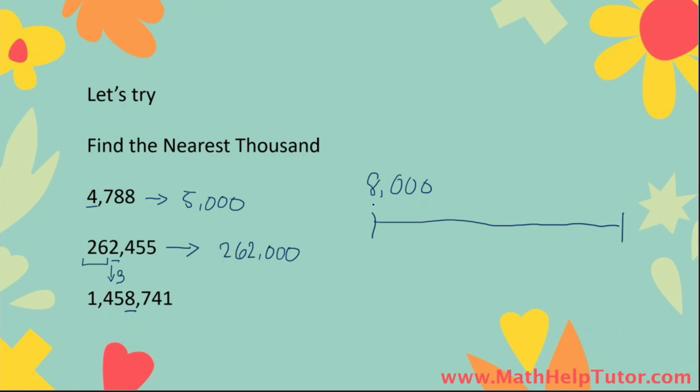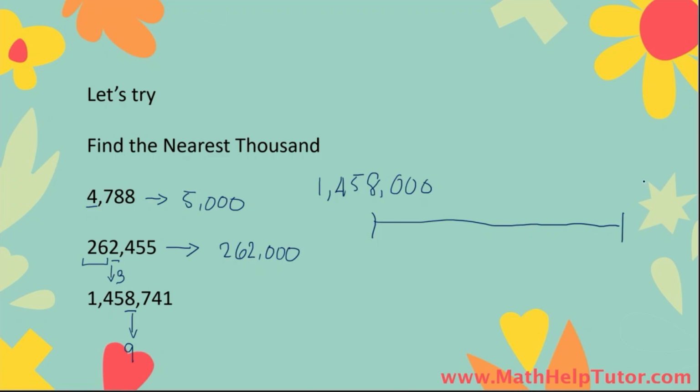But our number is far beyond, far higher than 8,000. But we have to consider that there are also places to the left of the place that we are rounding. So we have to consider that when we are looking for the nearest thousands place. So we have to consider the places to the left of the thousands place. And here we can see that our current thousands place is 1,458,000.